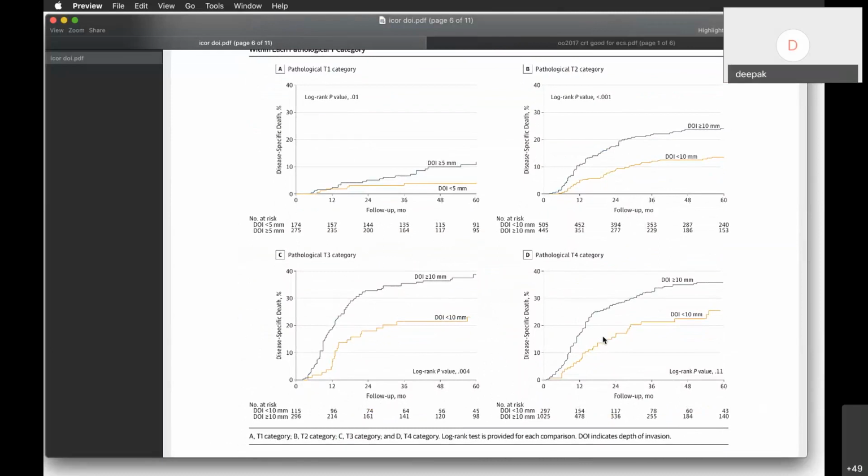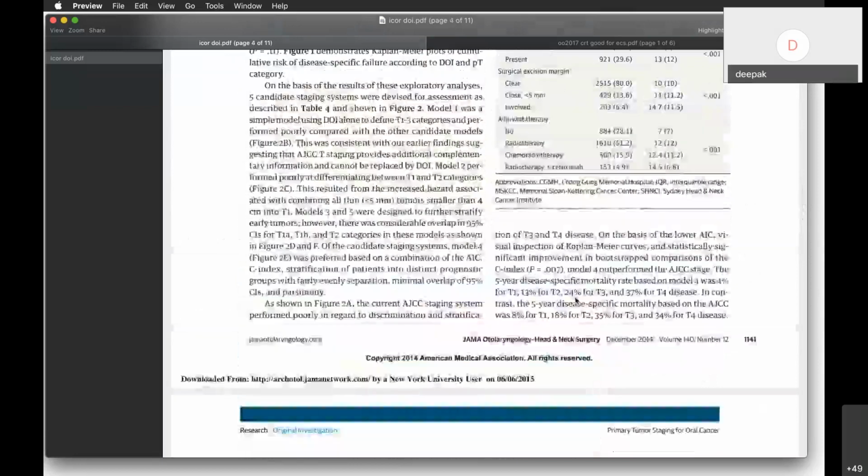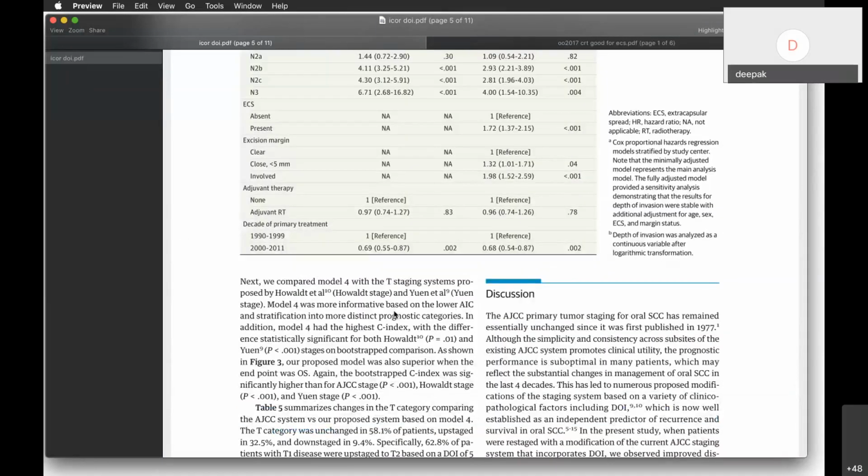percent for T2, 24% for T3, and 37% for T4. And this had given them... model 4 was more informative based on the, so the lower the Akaike information criterion is, the better is your fit. So they found that model 4 was more informative based on the AIC.